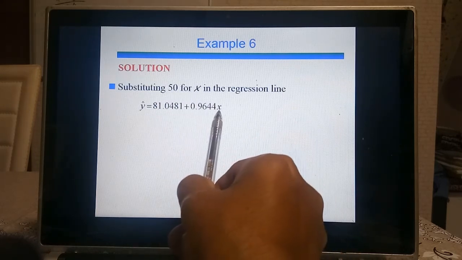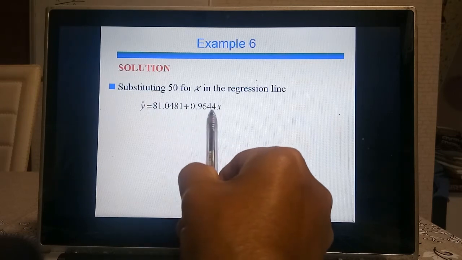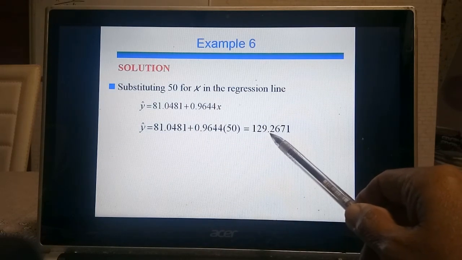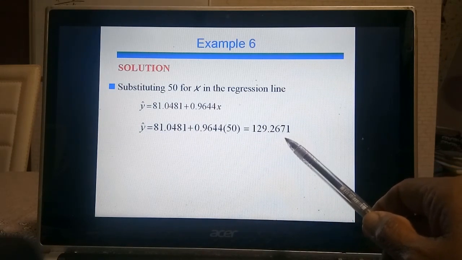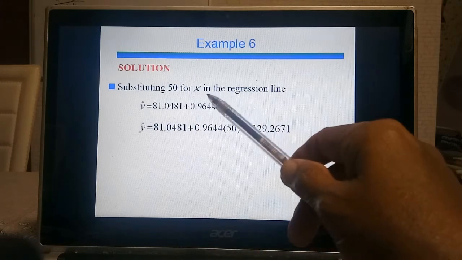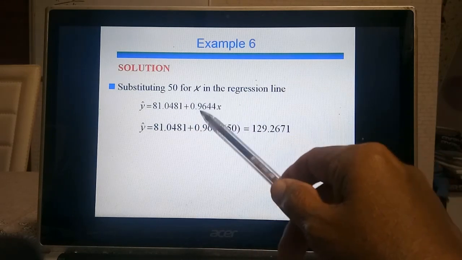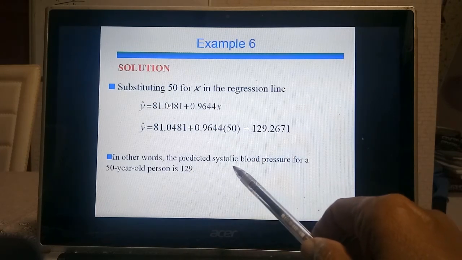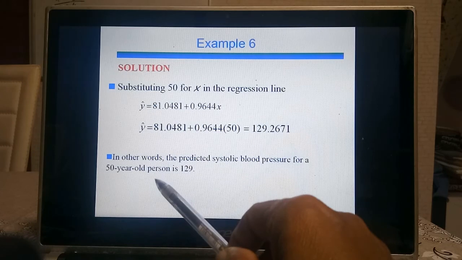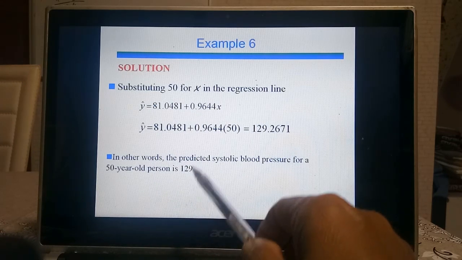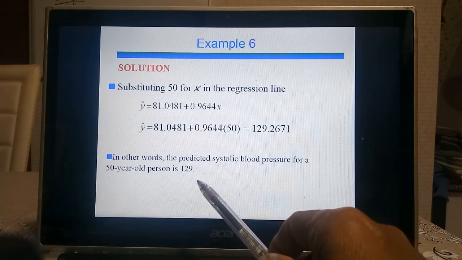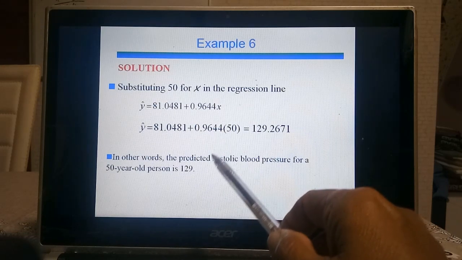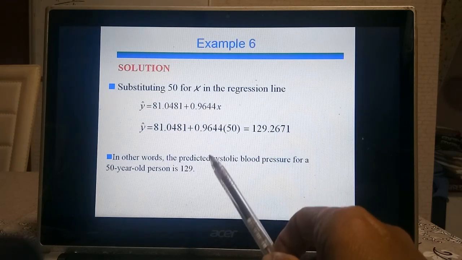So gantikan X equal to 50 here, calculate kan, simplify kan, and then we get the value of Y. Y is 129.2671. This is the blood pressure yang kita predict untuk person who age is 50. Okay, in other words, the predicted systolic blood pressure for a 50-year-old person is 129. So this is what we do in making prediction using the regression line that we develop from data.